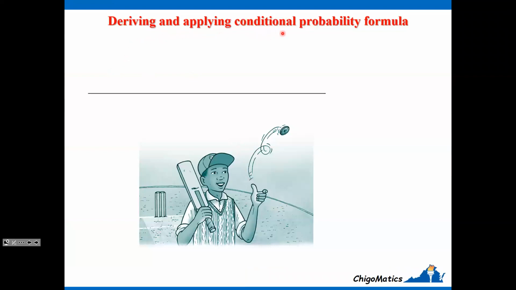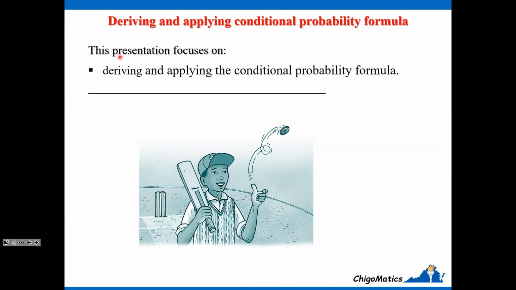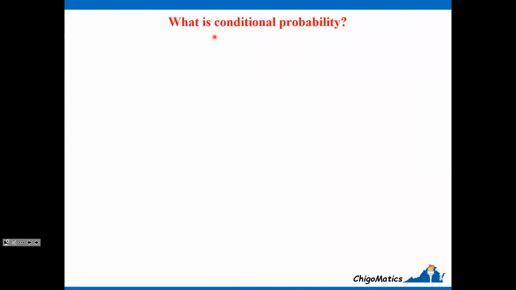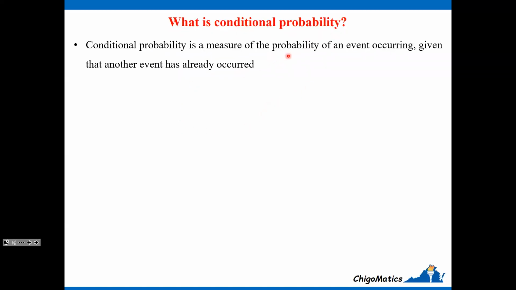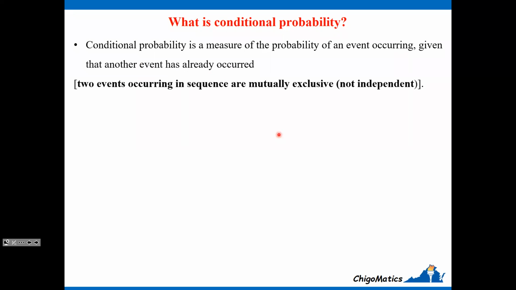Deriving and applying conditional probability formula. This presentation focuses on deriving and applying the conditional probability formula. Let's start by understanding what conditional probability is. It is a measure of the probability of an event occurring given that another event has already occurred.